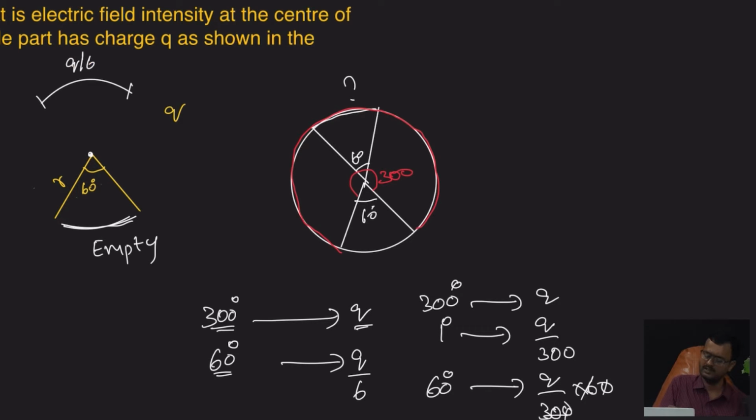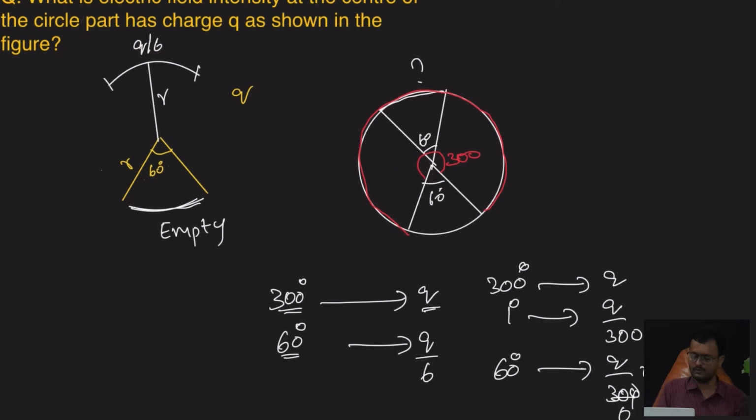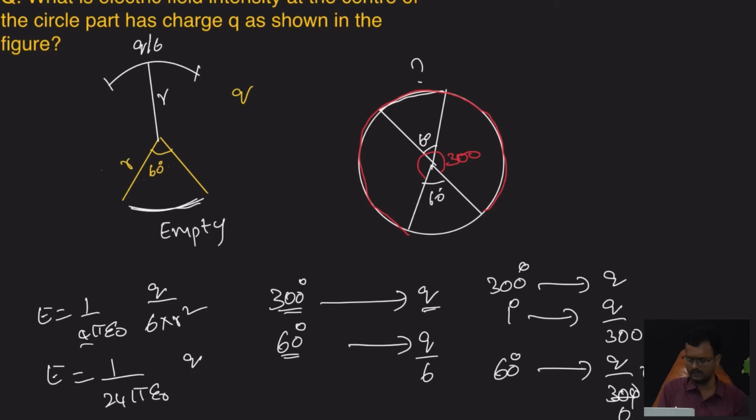So all the charge is at equal distance, and the distance is r. The total electric field at the center is 1 by 4 pi epsilon naught, charge q by 6, distance r square. So the electric field is equal to q by 6 into 4, that is 24 pi epsilon naught r square. So this is the answer.